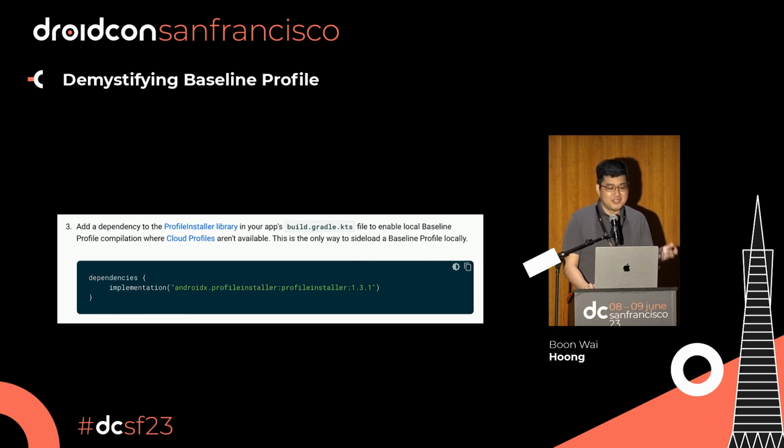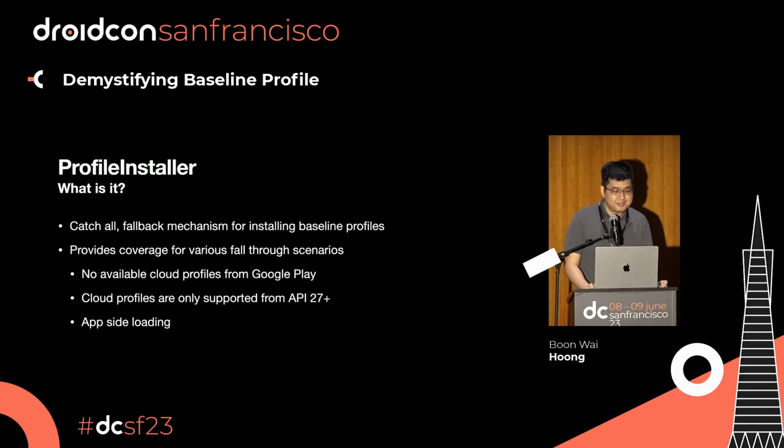At some point, it will tell you to add this dependency into your builds. It says to add the profile installer library. It tells you that it enables local baseline profile compilation when the cloud profiles aren't available. But that's really all it says. If you try to dig into any form of documentation, it doesn't say much. So what does it actually do?